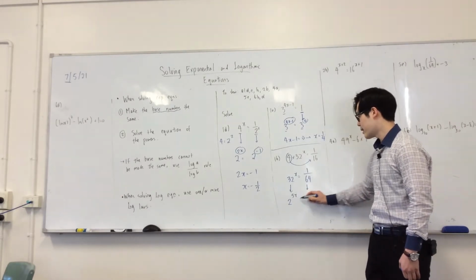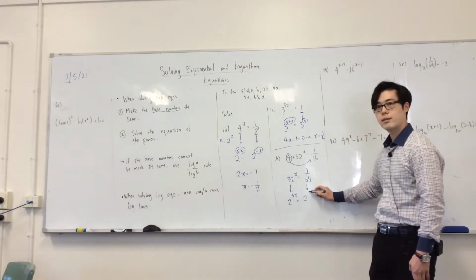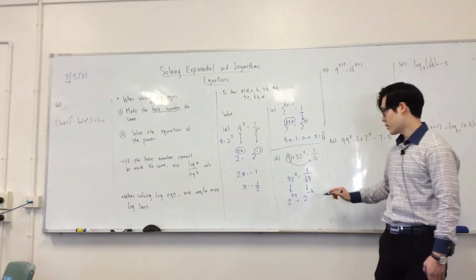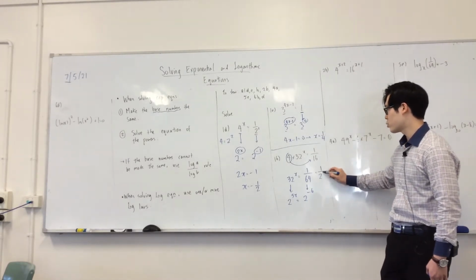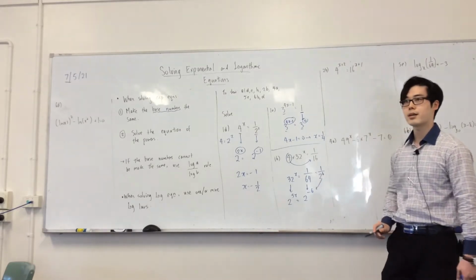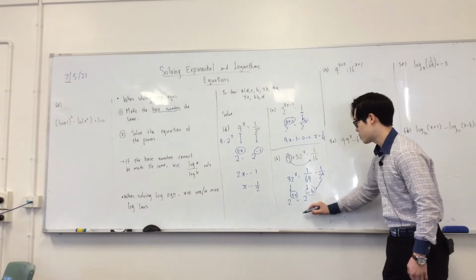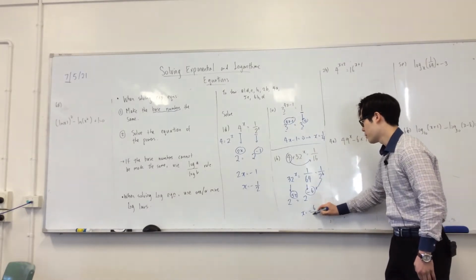Yep, that works. And in terms of 2, this is 2 to the power of what? Minus 6. Oh yeah, minus 6. Because remember, this is the same thing as 1 over 2 to the power of 6, and that becomes that. Okay? You with me? Yeah. So now I can just equate these two. So x is equal to minus 6 over 5.